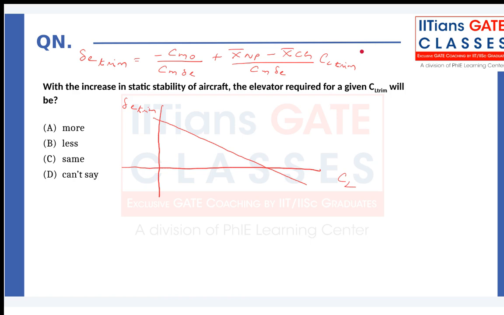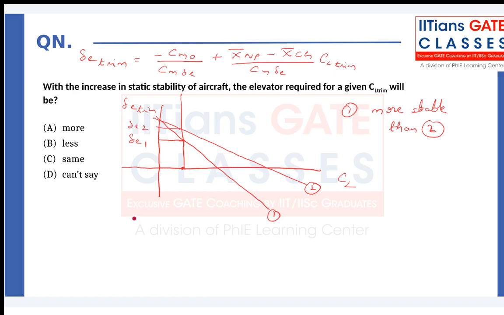Okay, so now look at the equation and tell me that if I increase the static stability, will the slope increase or decrease? Slope increases, correct? So the same graph will look something like this. Now suppose, let's just take it at this CL trim and draw a vertical line. So this is 1 and this is 2, and 1 is more stable than 2. All right. So now I take at this CL trim, let's do the analysis. For 1, your delta E1, and this is delta E2. So we can see that delta E1 is less than delta E2.